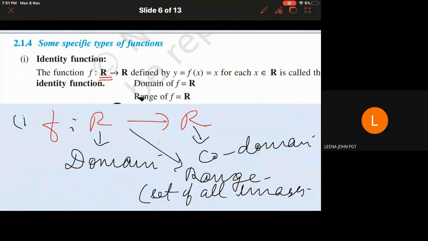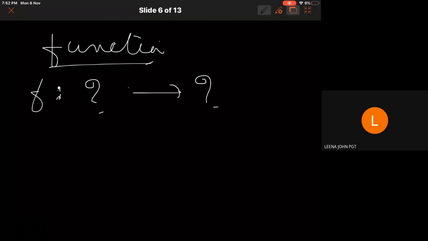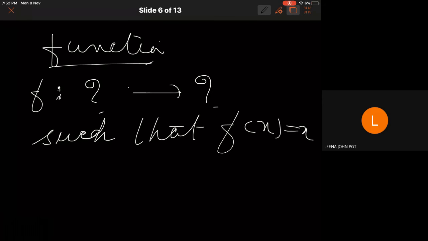Some specific functions. The first one is known as the identity function, and this function is defined from R to R, defined by f of x equal to x. So always keep in mind that when you define a function, there are two things you have to remember. How to define a function? Two things you have to say. Defined from where to where. This is very important. And such that how the images look, that you write like this, such that f of x equal to x. So f is defined from R to R such that f of x equal to x.